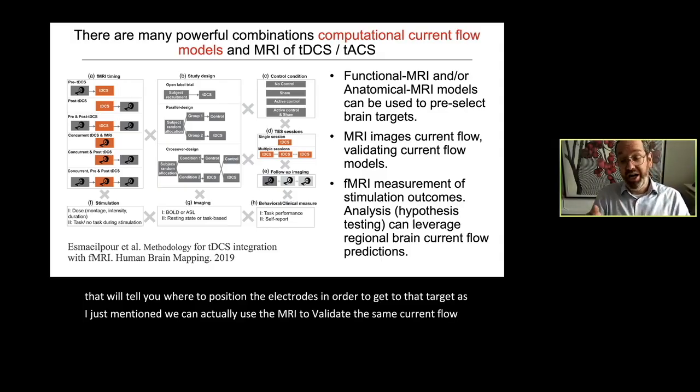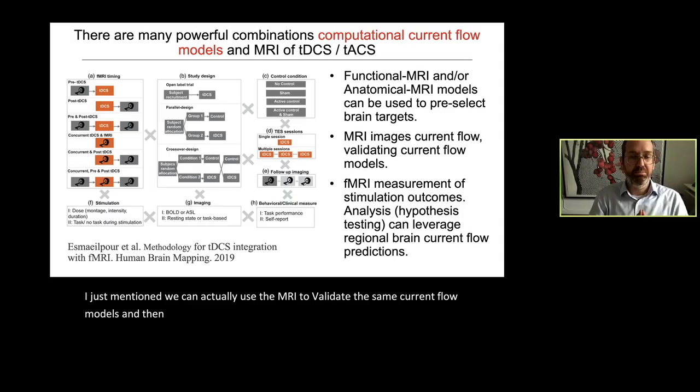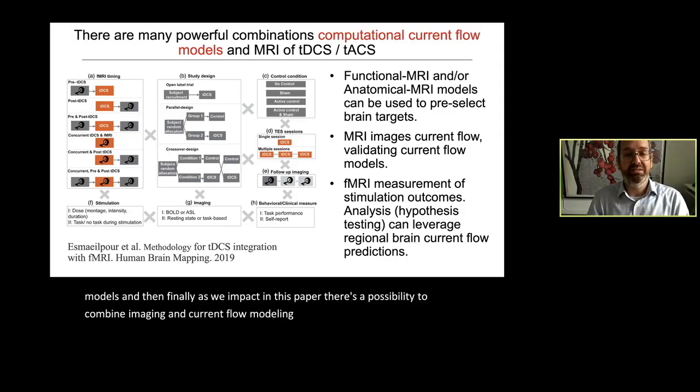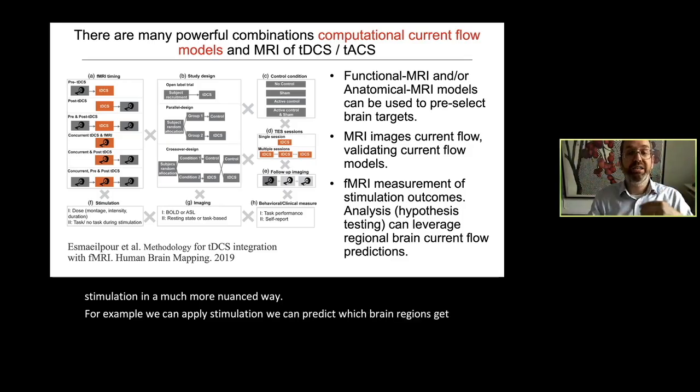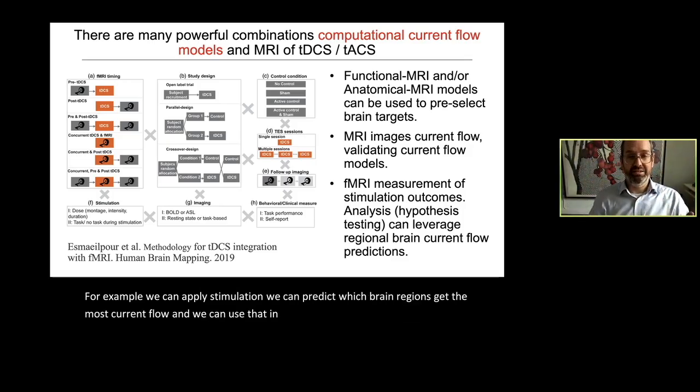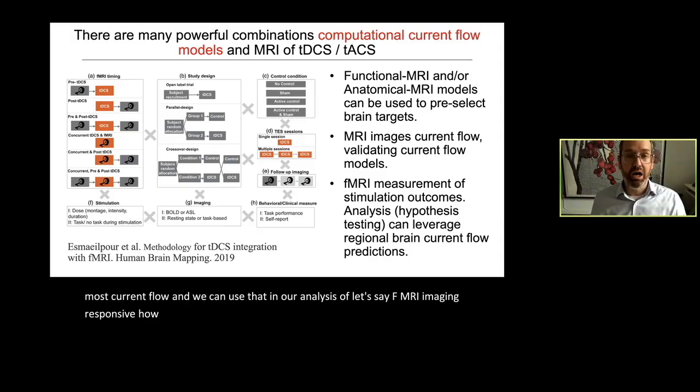And then finally, as we unpack in this paper, there's a possibility to combine imaging and current flow modeling to do analysis of the brain effects of stimulation in a much more nuanced way. For example, we can apply stimulation, we can predict which brain regions get the most current flow, and we can use that in our analysis of, let's say, the fMRI imaging response of how TDCS affects the brain.